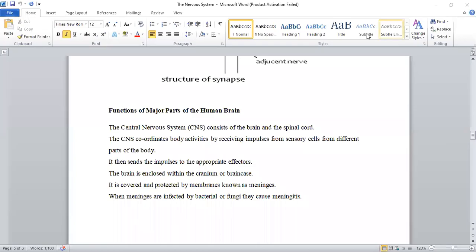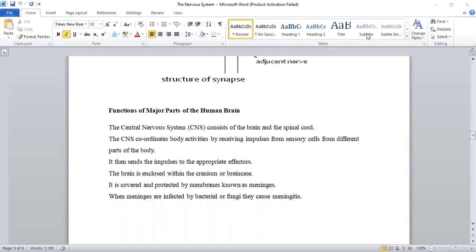Okay, so for today's lesson, I want us to continue with the nervous system. I want us now to go through the CNS, hoping you can still remember what we mean by the CNS, the central nervous system. In this case, we are talking about the brain and the spinal cord.